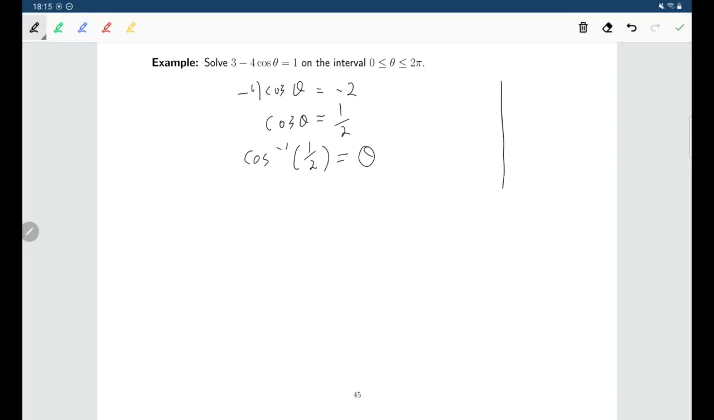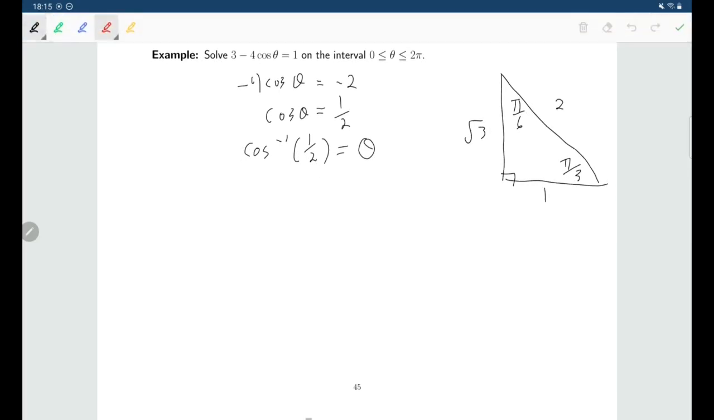And for this I'm going to use my special triangle, my 30, 60, 90 triangle. Pi over 6, pi over 3, pi over 2. And if we're looking at that 30, 60, 90 triangle, you can see that cosine of pi over 3 would be adjacent over hypotenuse. Cosine of pi over 3, that would be 1/2.